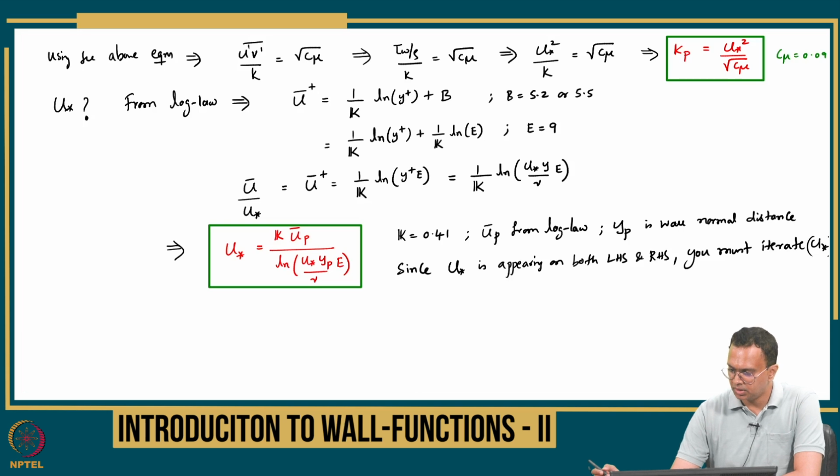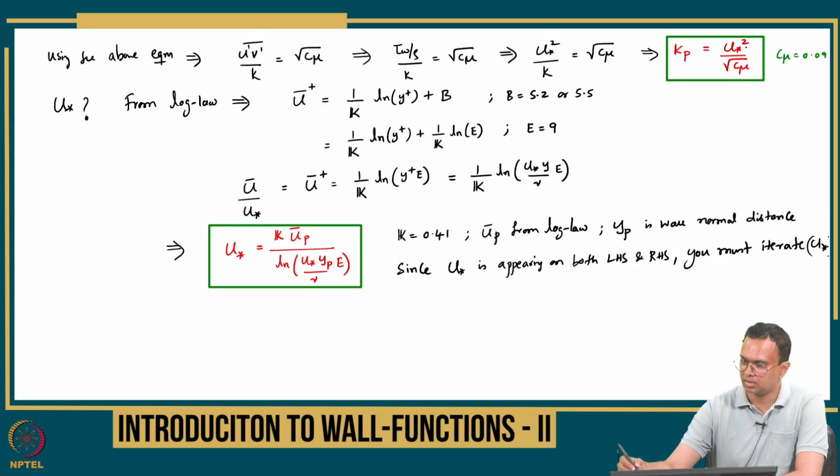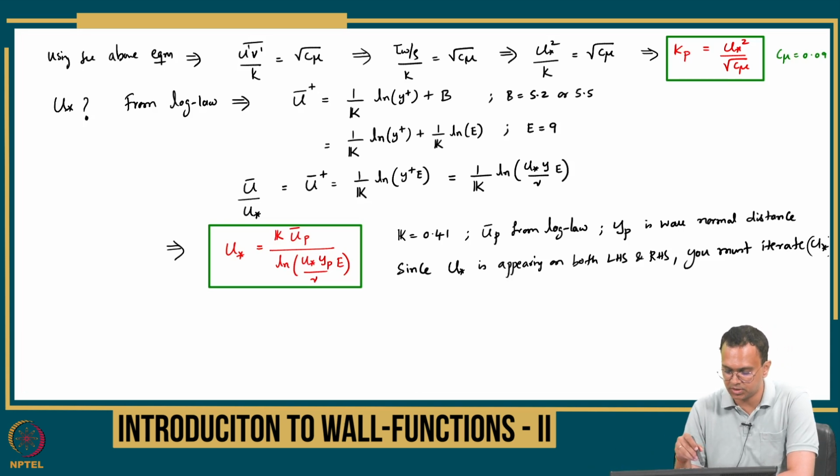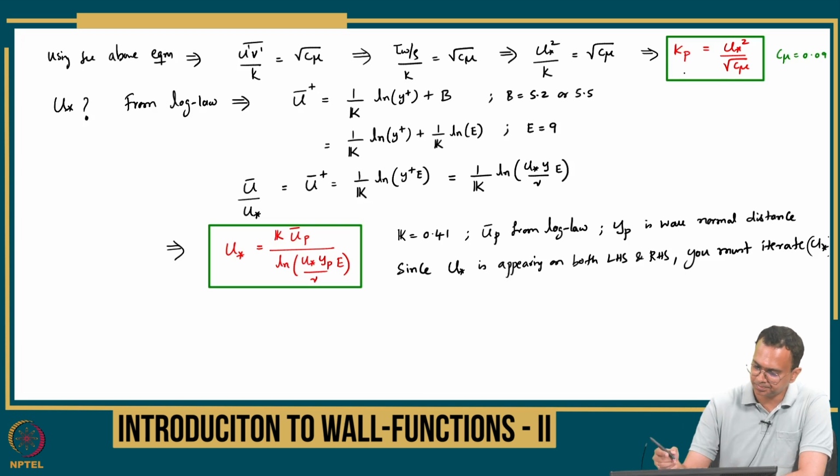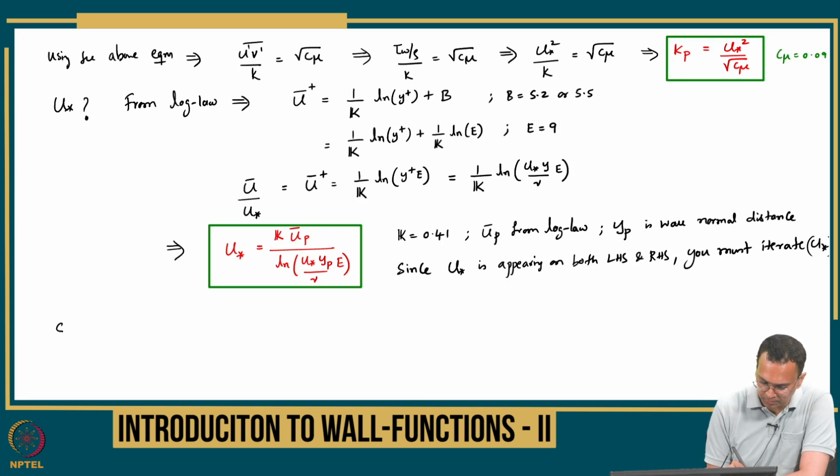So now Kp is found. So U star can be obtained using this. That means first you obtain your UP value, from that you obtain U star. After U star is available, Kp is obtained. So all these are boundary conditions that you have to implement, Kp, UP, and let's say epsilon p. Now how do I get epsilon p?